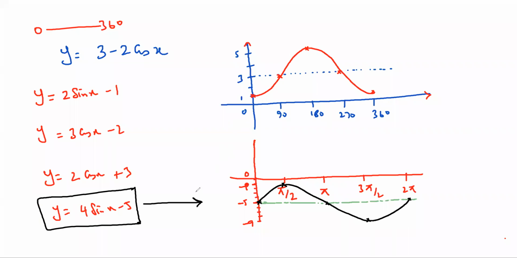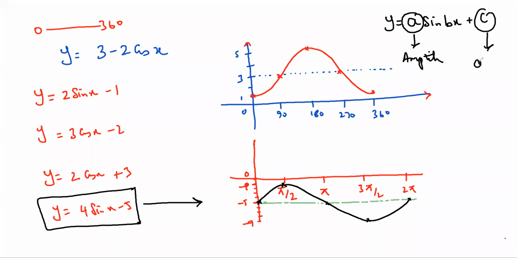Okay, guys, so that's it for this session. Let's move on to the next session where I'll tell you how to draw a full-fledged graph like this: y is equal to a sine bx plus c. So far, you have seen that this a is the amplitude, okay? And this c is the axis. And what do we mean by this b? That we shall do in the next segment. Okay. Thank you very much. Let's enter the next session.